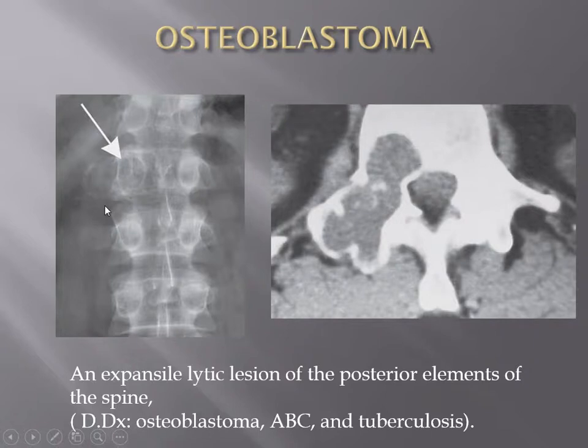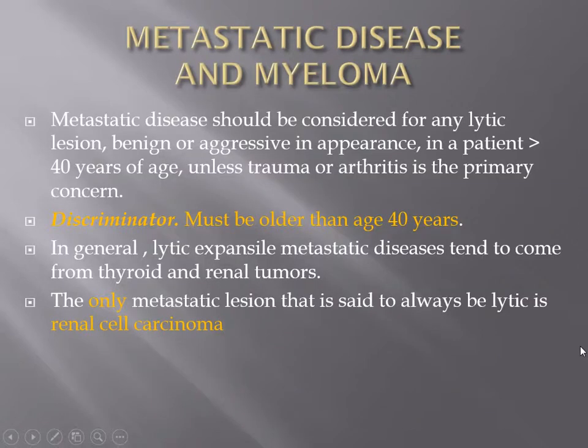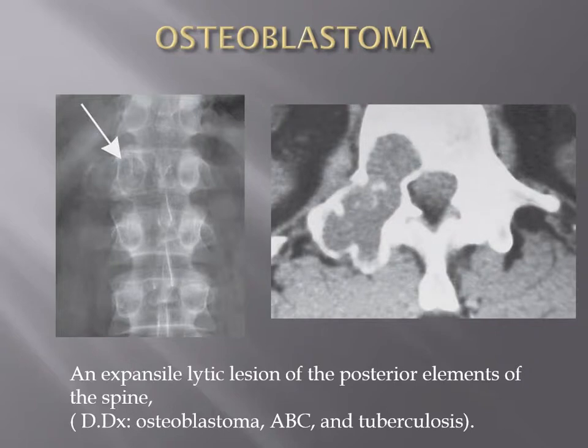There is an expansile lytic lesion, and on CT, obviously, it's seen. And so we include two differential diagnoses in addition to tuberculosis. So TB, osteoblastoma, and aneurysmal bone cyst. Yes, you should keep these three in mind.